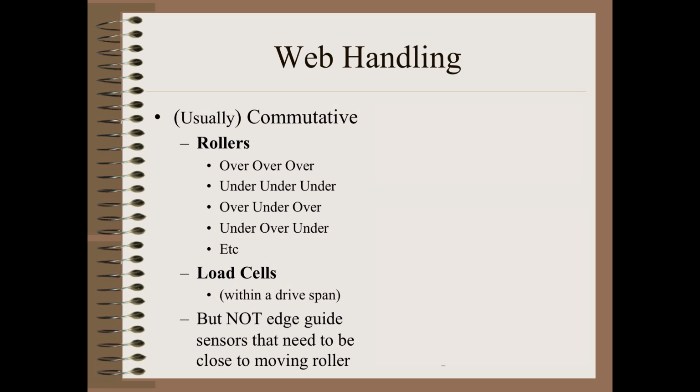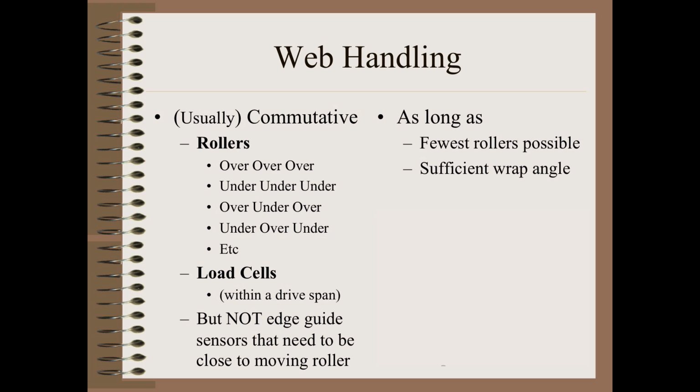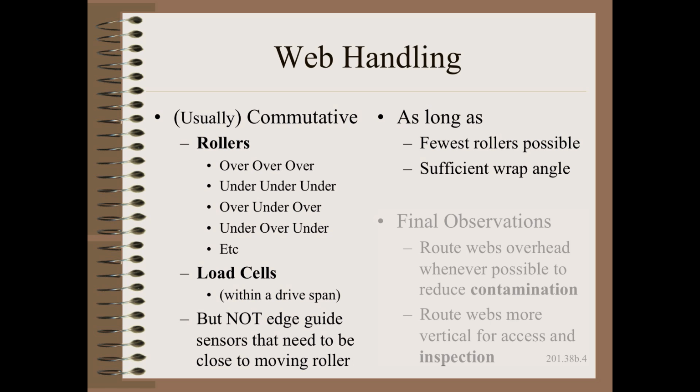What matters in web handling always was also covered in the 10 Commandments of Good Web Machine Design, the section in Web 101. You want the fewest rollers possible, including idler rollers. You also need to have sufficient wrap angles on driven and undriven rollers to transmit the required tension difference without a loss of traction. To this, we add just a couple of final observations.